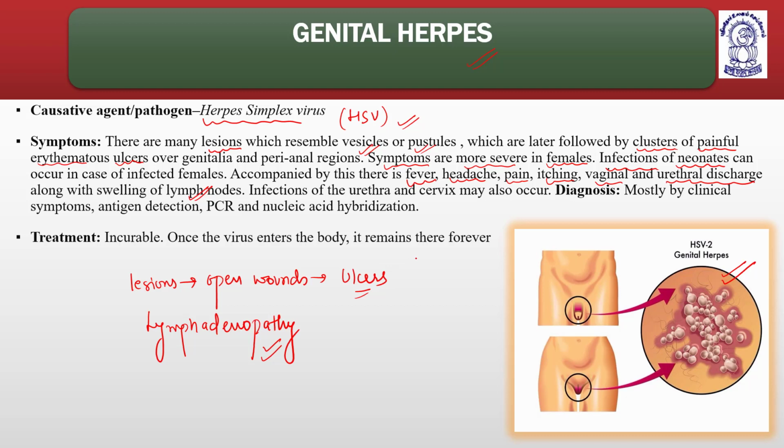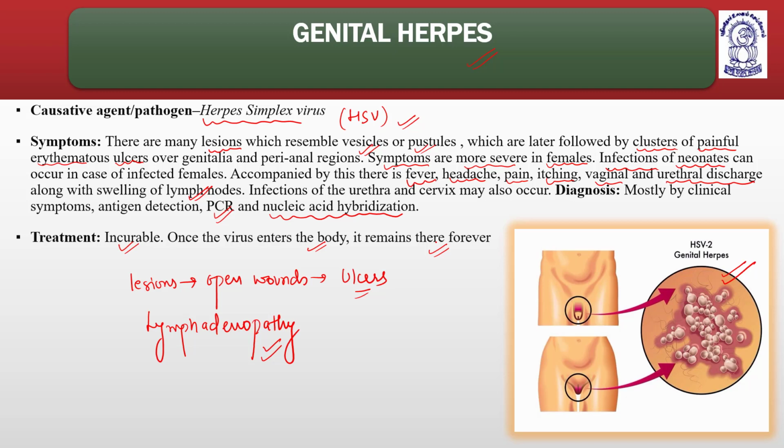Next, polymerase chain reaction is also done, and nucleic acid hybridization. So you remember this, nucleic acid hybridization. Whenever detection techniques are asked, you have to pinpoint them: the detection is done by clinical symptoms, antigen detection, PCR, or you can also write nucleic acid hybridization. Treatment: it is incurable. Once the virus enters the body, it remains there forever. That is why I told you it is most dangerous, right?